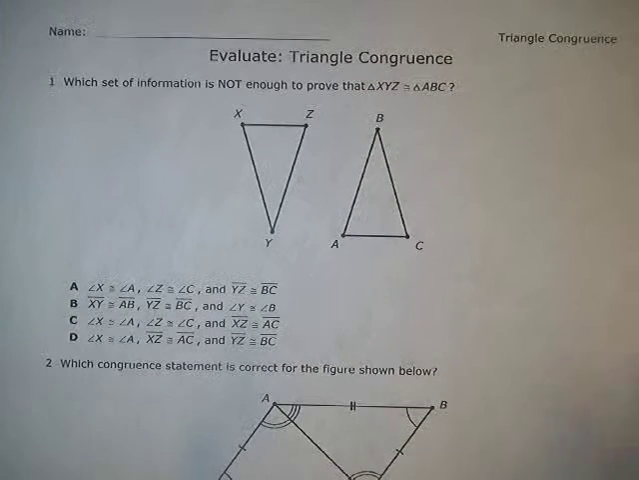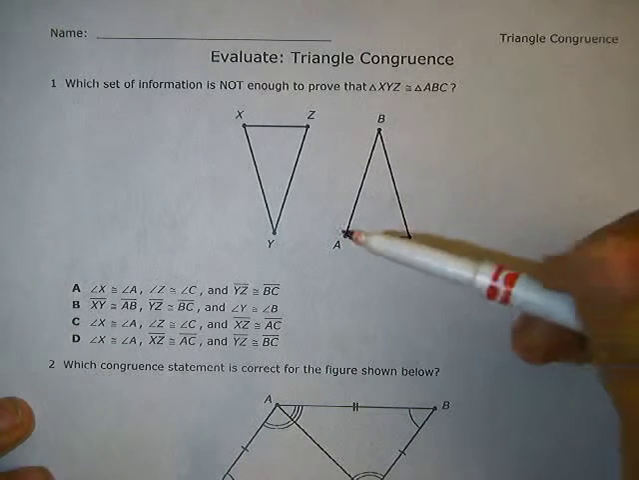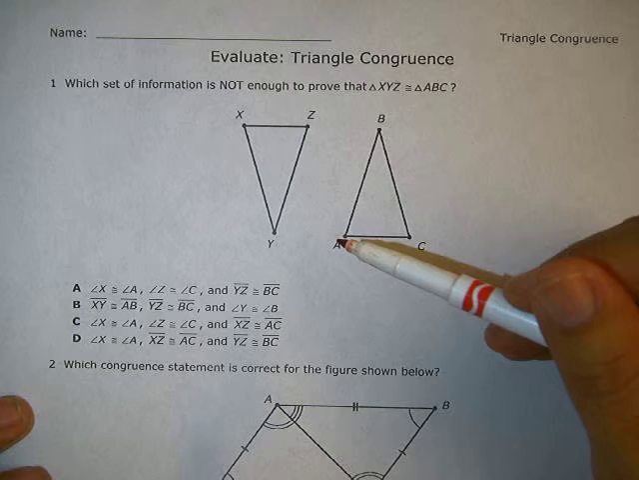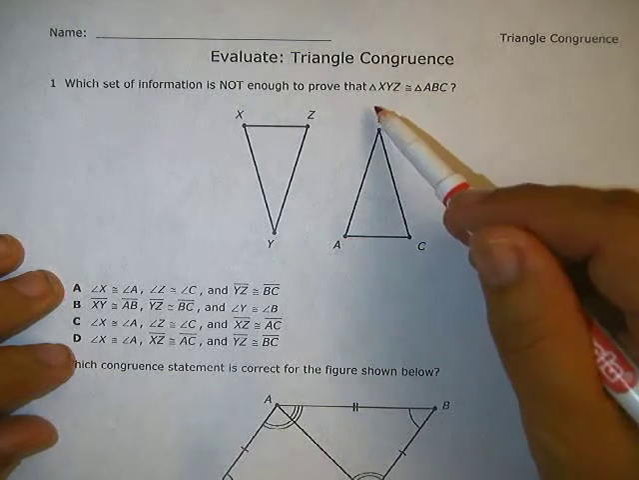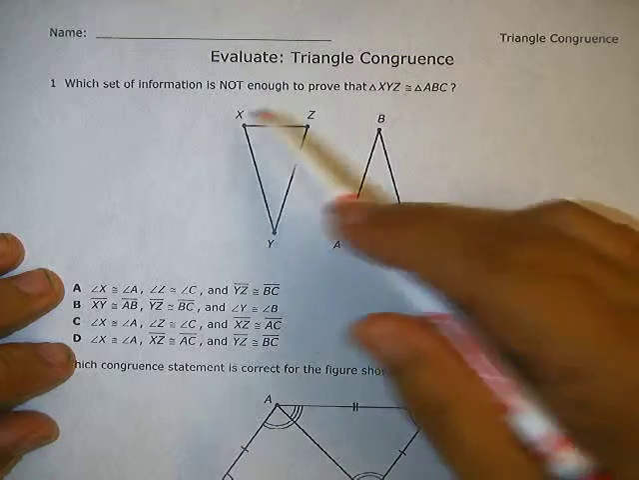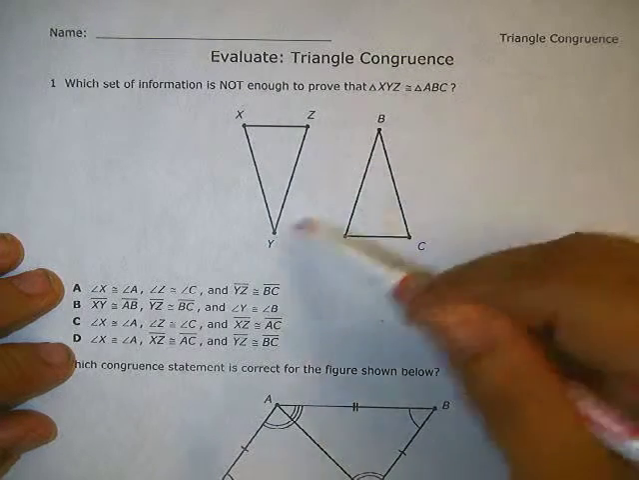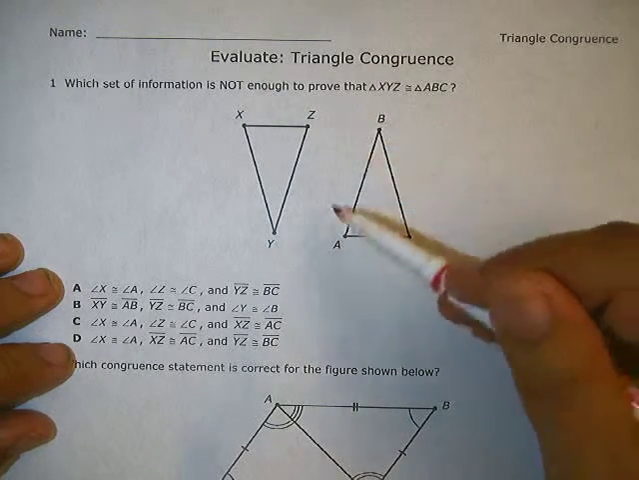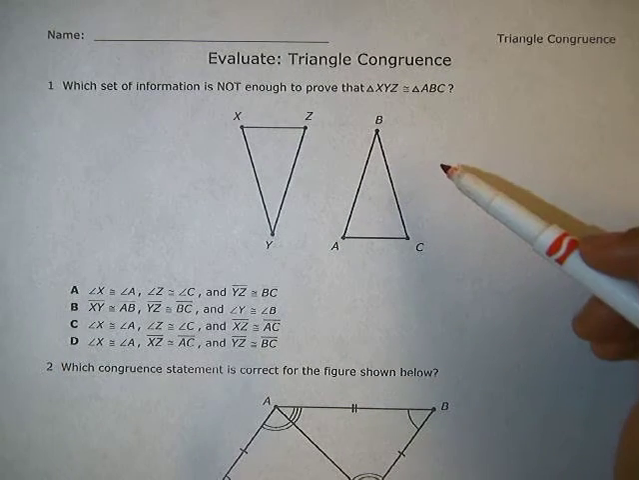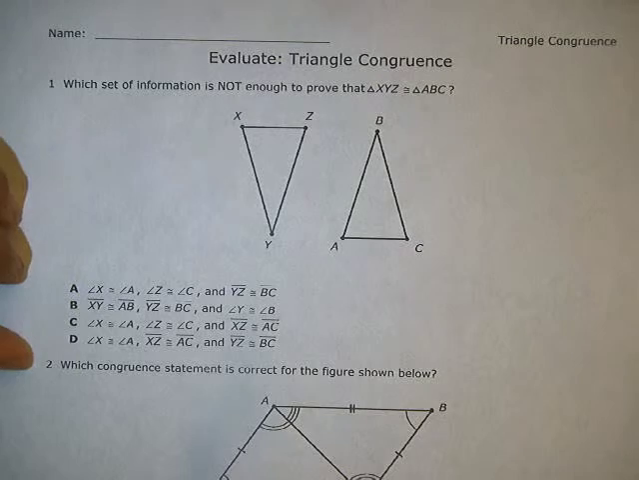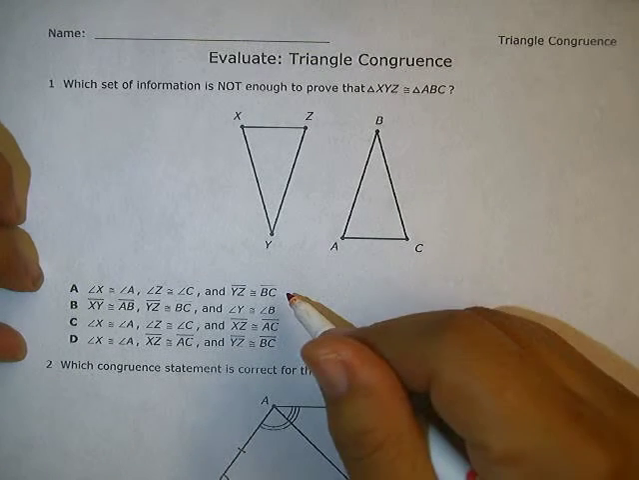Now you should have already tried this to see how far you could get, and I will go ahead and present the solutions to you. This one's a little tricky because they're asking which information is not enough to prove that triangle XYZ, so X goes with A, Y goes with B, and Z goes with C, is congruent to the other triangle. So I'm just going to go ahead and look at these first of all how they are.